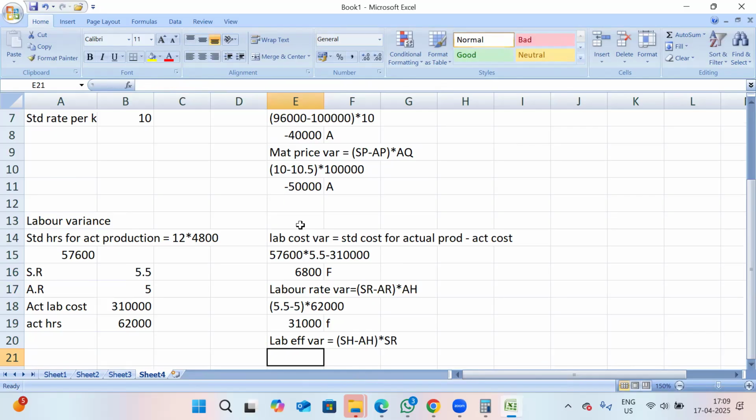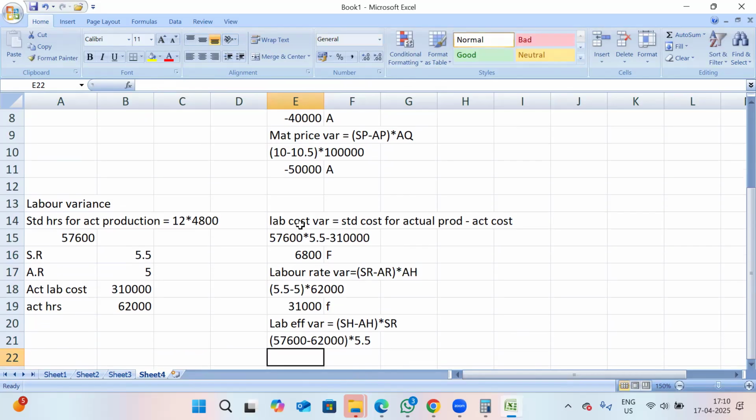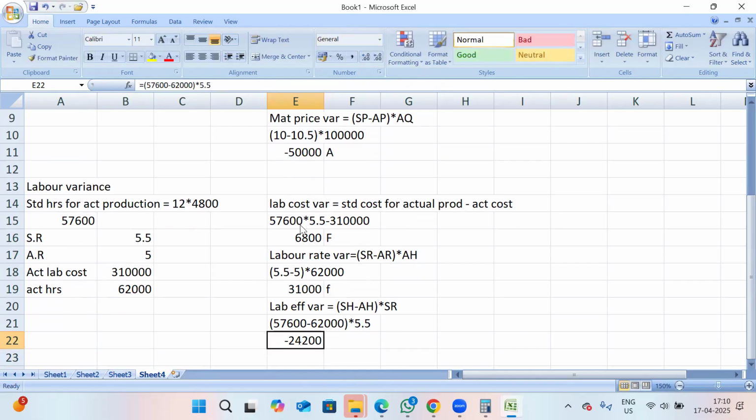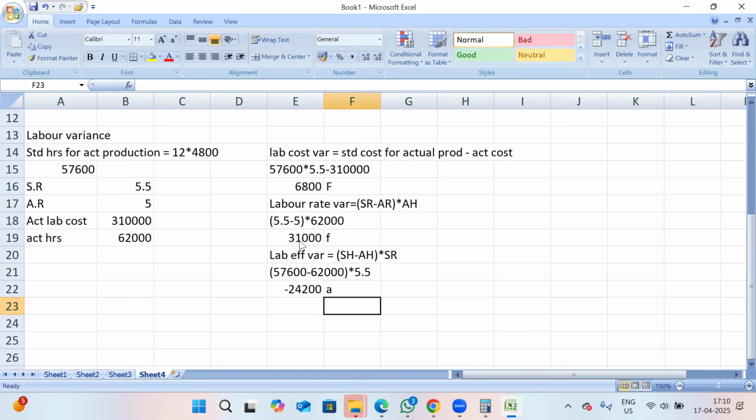So standard hours is 57,600 minus my actual hours 62,000, into standard rate, that is 5.5. So I will be getting an adverse variance of 24,200. Here also I can reconcile this 31,000 and 24,200 together. I will be getting 6,800 in positive. So my cost variance is 6,800 favorable. So my calculations look good.